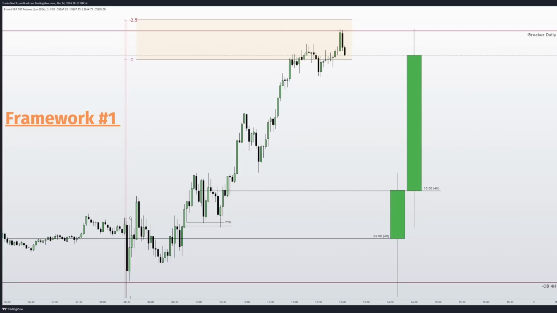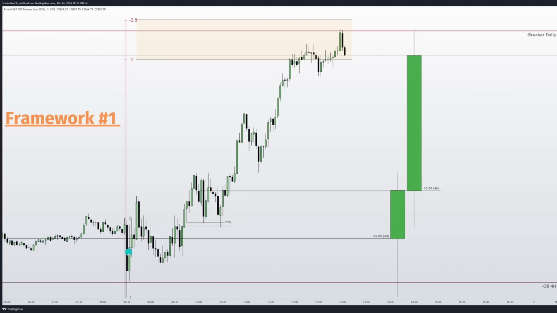Okay. It's important to keep in mind that you never find perfect frameworks. These frameworks have little differences, but it's the same core. In this framework number 1, the 6 a.m. opening here and the 10 a.m. opening here. The 6 a.m. opening here, open, and this is the accumulation.